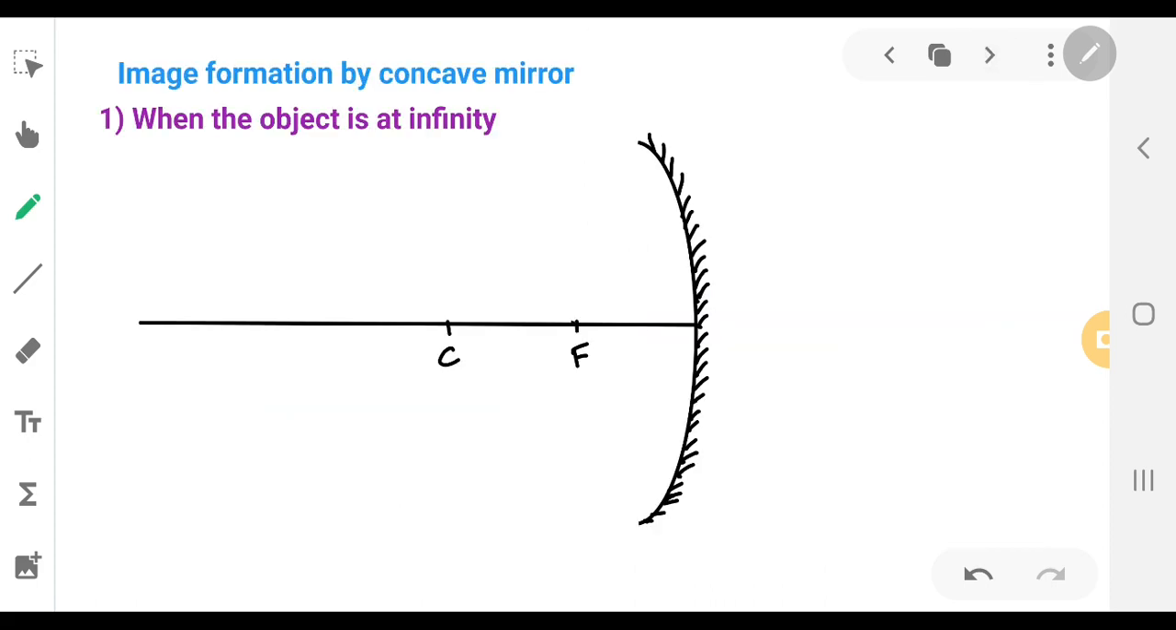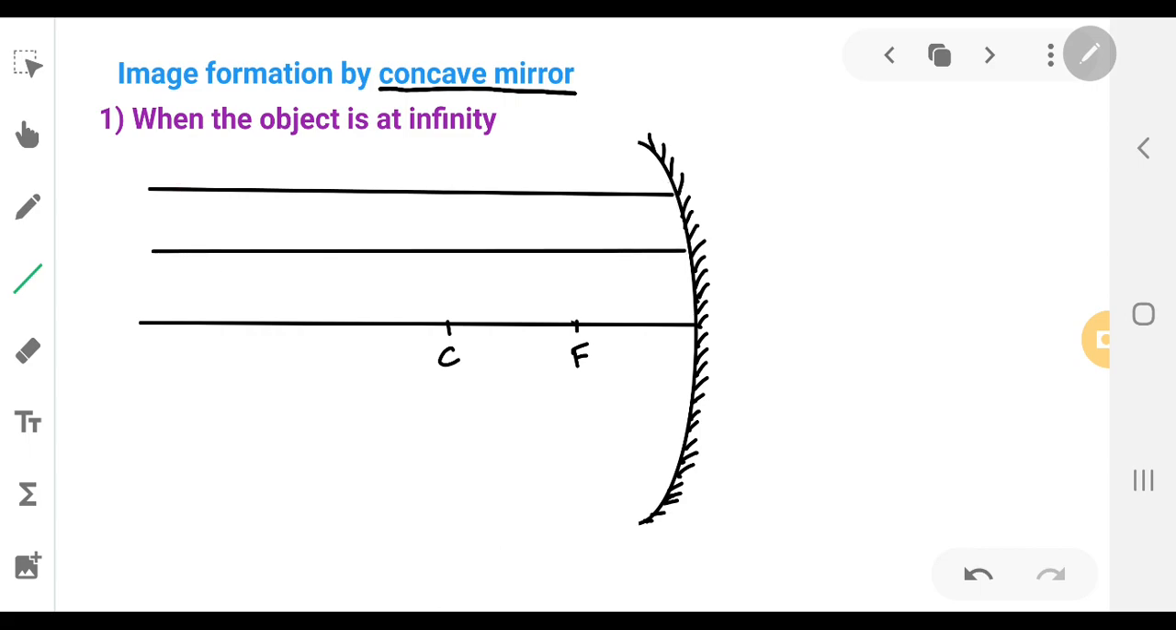Now we'll see the image formation by concave mirror. The first case is when the object is at infinity. When the object is at infinity, what kind of rays come from the object? They will be parallel to each other. So when the object is at infinity, the rays from the object will be parallel to each other. So these parallel rays after reflection pass through the principal focus.